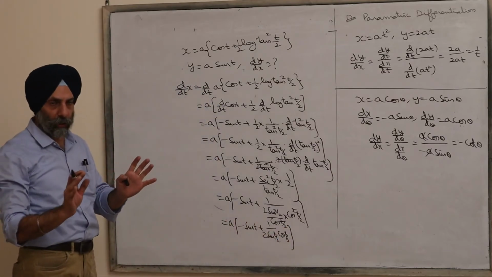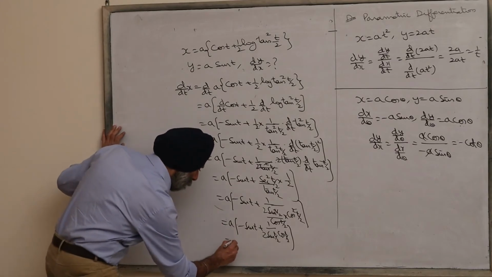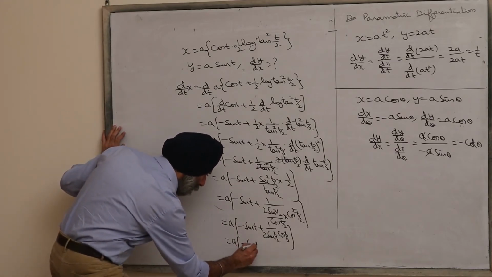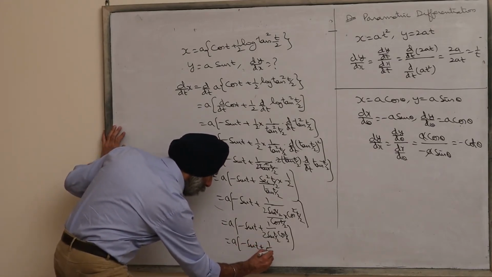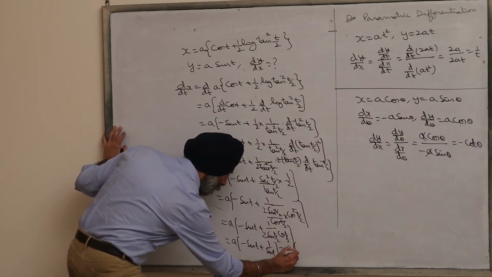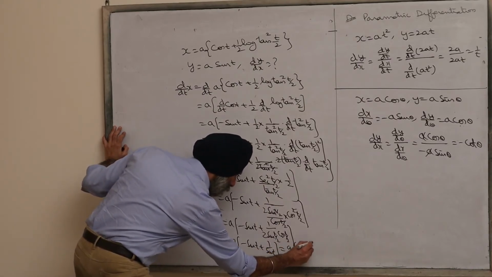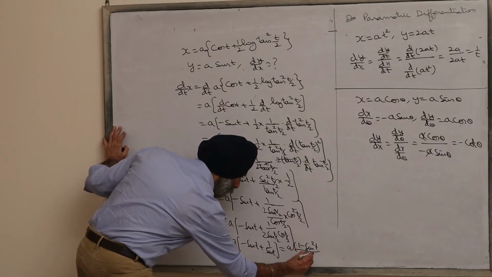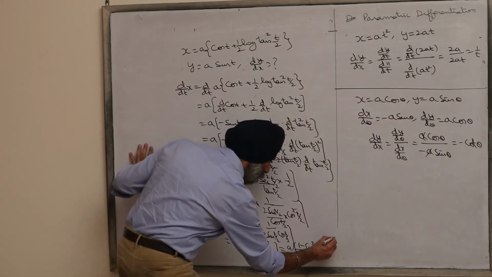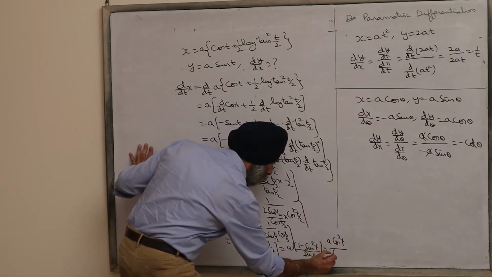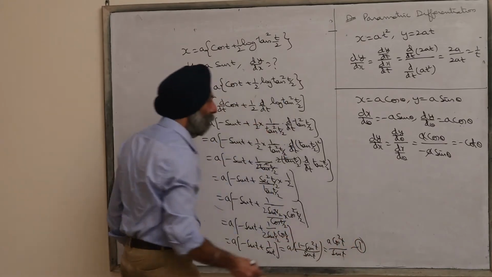So merely trigonometry is involved here. It is a into minus sin t plus 1 over sin t, which is a into 1 minus sin square t upon sin t. What is that? It is a into cos square t upon sin t. This is your first result.